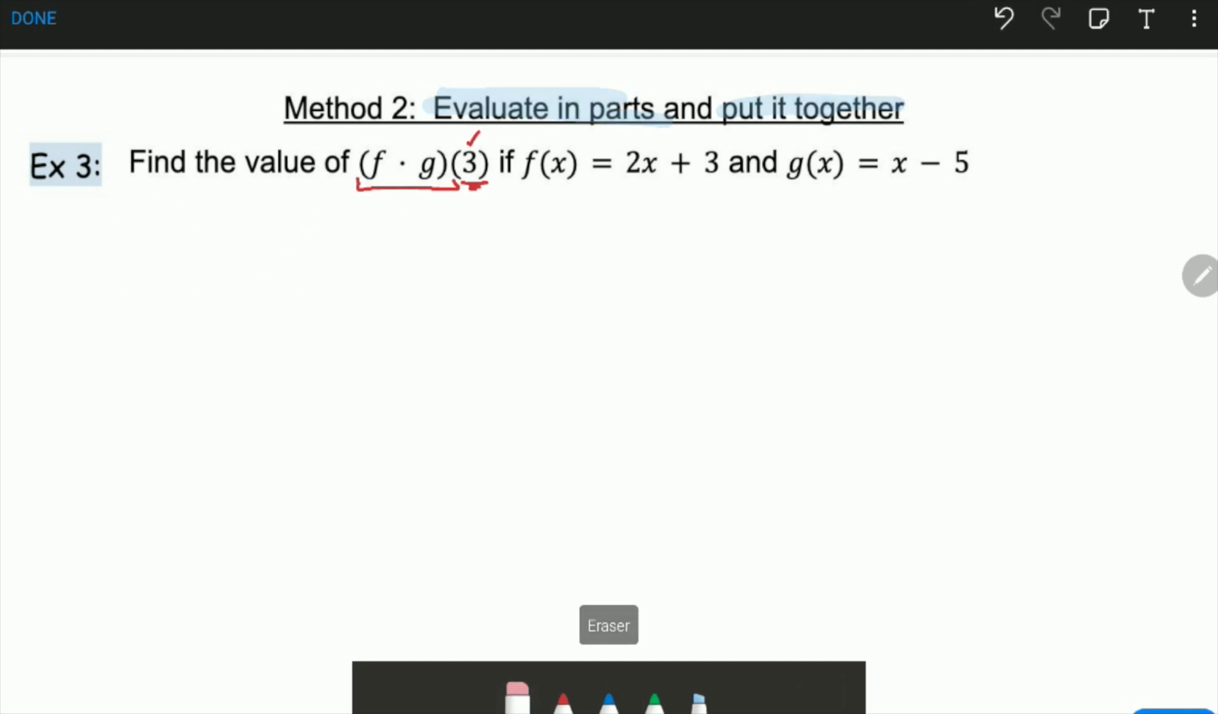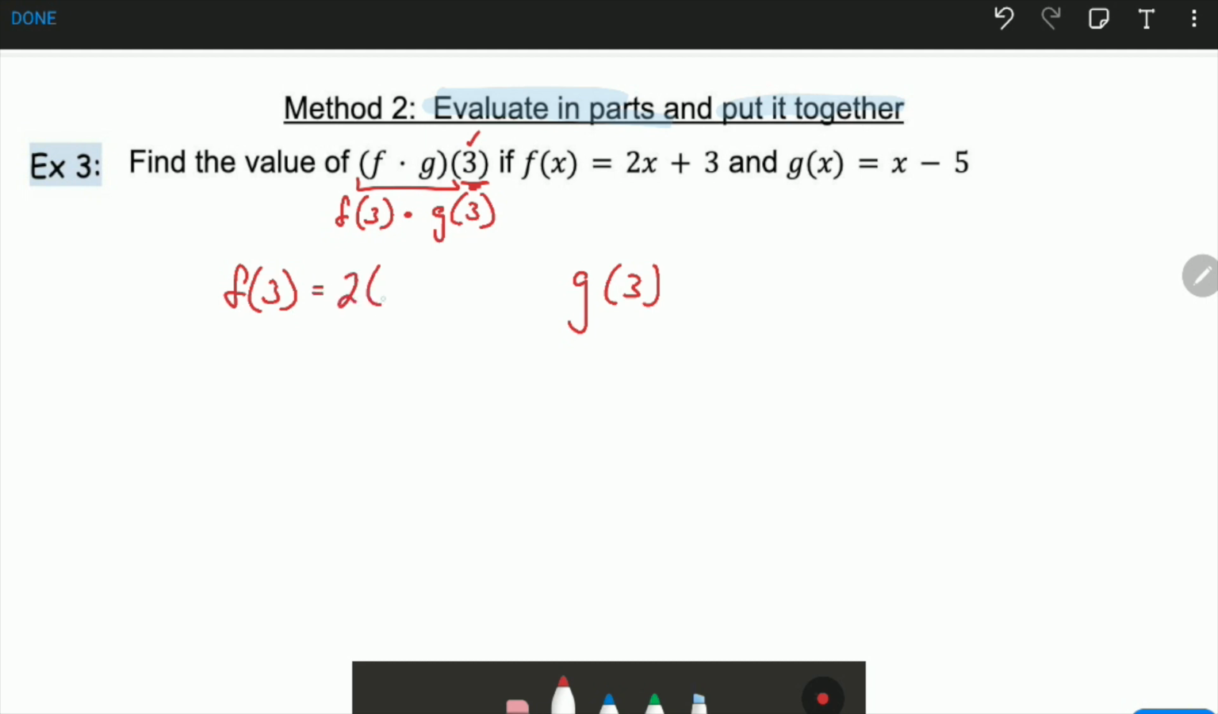But that can sometimes be inefficient, especially if you're only finding one value of the expression. So in some cases, it may be better just to find out what the value of f of 3 is and what the value of g of 3 is. Because f times g of 3 is really just another way of saying f of 3 times g of 3. So if we want to find f of 3, we just take 3 and plug in for the f function. So 2 times 3 plus 3.